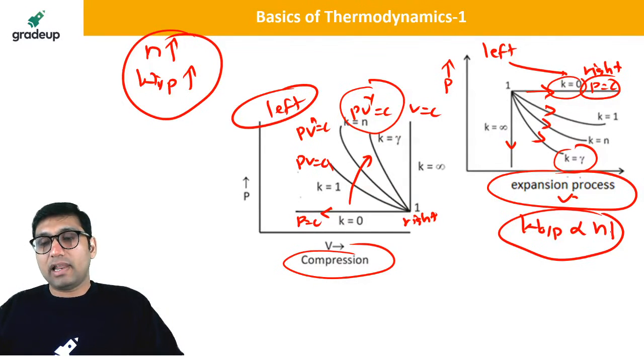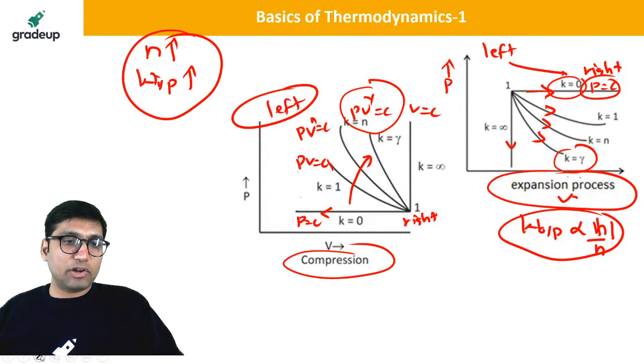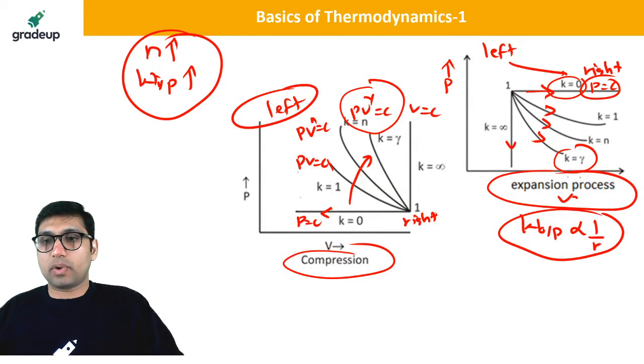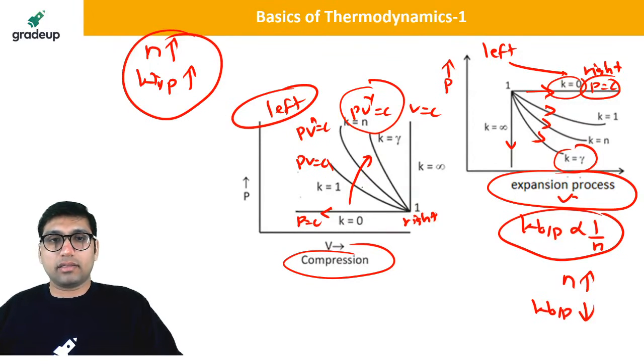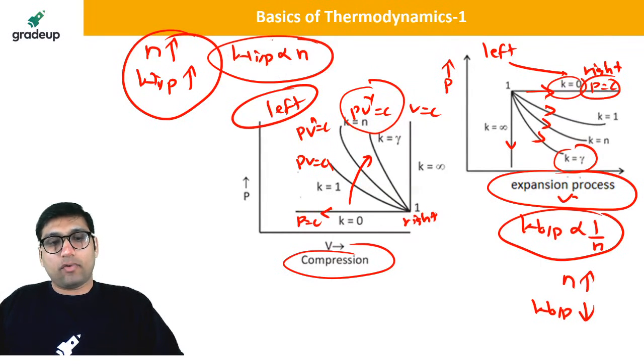If the value of n will increase, it is not directly, it is inversely proportional to n. If the value of n increases, then work output or expansion work will decrease, and work input is directly proportional to the value of n.